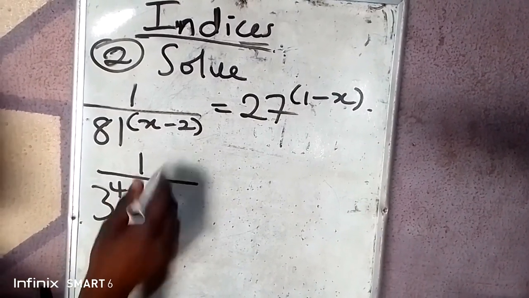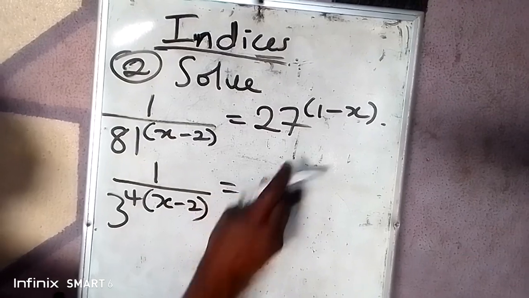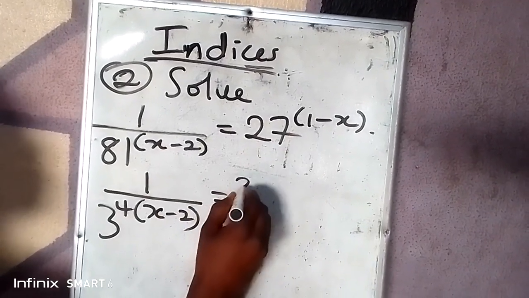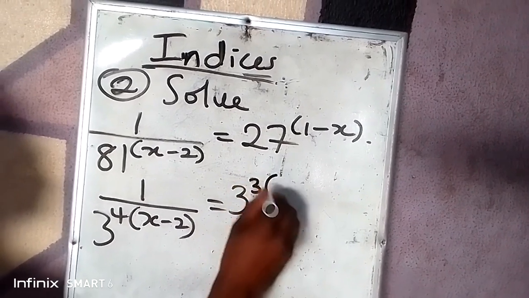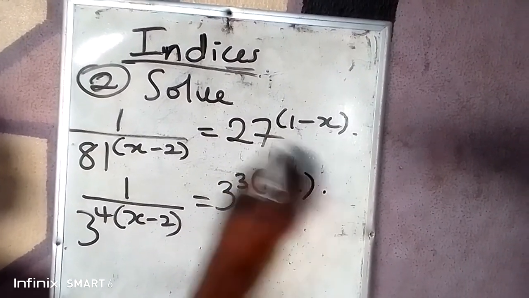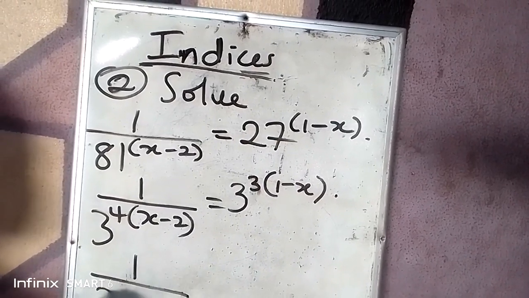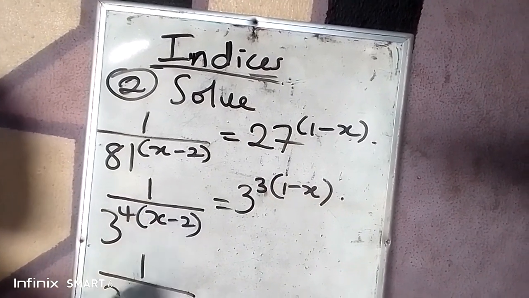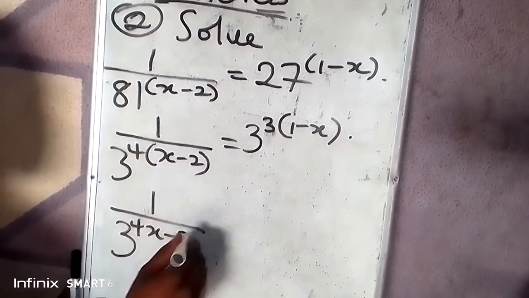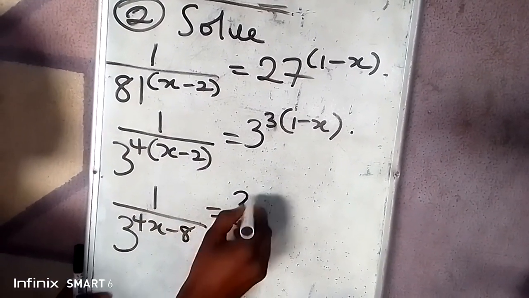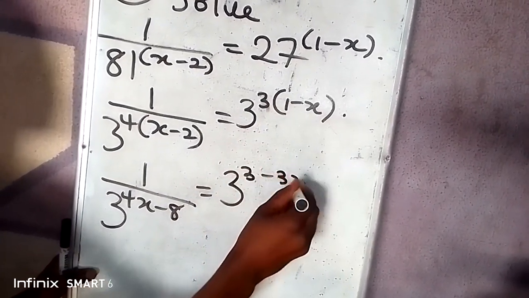Open a bracket. Now put this one back inside the bracket. x minus 2 equals to what's 27? 27 is 3 raised to power 3. 3 raised to power 3 into bracket 1 minus x. Bracket 1 minus x. That means 1 all over 3. Now 4 times x, 4x minus 4 times 2, that is 8, equals 3 raised to power 3 times 1, 3 minus 3 times x, that is 3x.